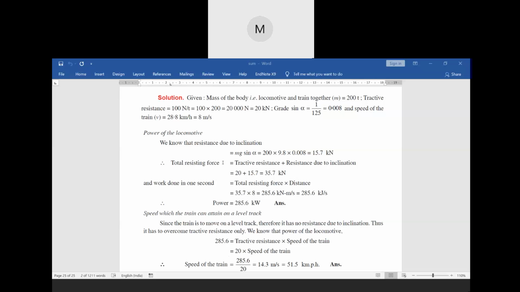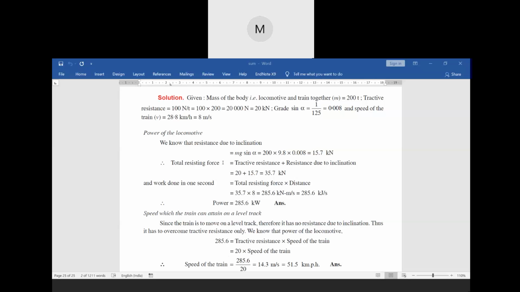Now the tractive resistance. What is tractive resistance? Tractive resistance is equal to what? 100 Newton per ton, right? So 100 Newton per ton means for 1 ton it is 100 Newton. Therefore for 200 tons, what will be the tractive resistance? It will be 100 into 200, which comes out to be 20,000. Okay?